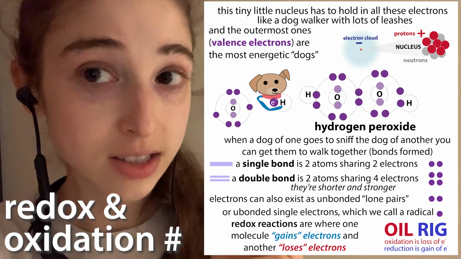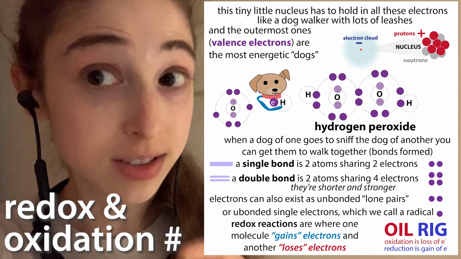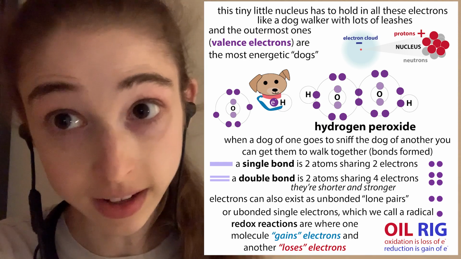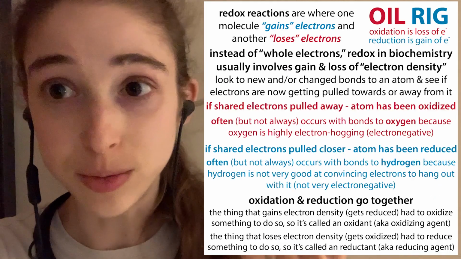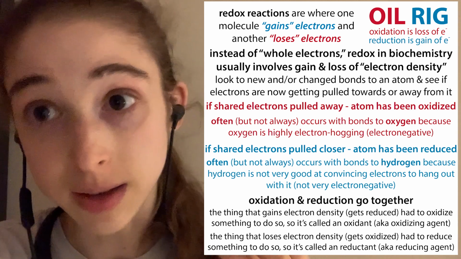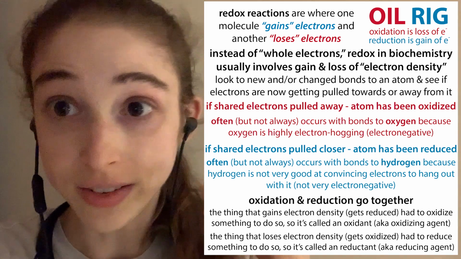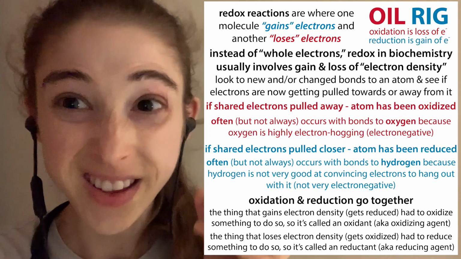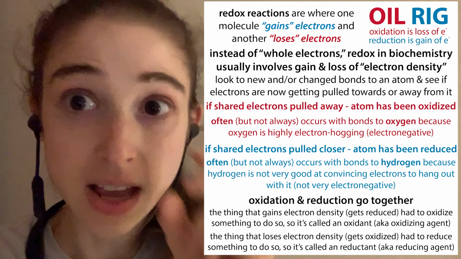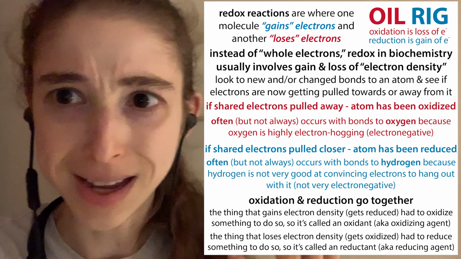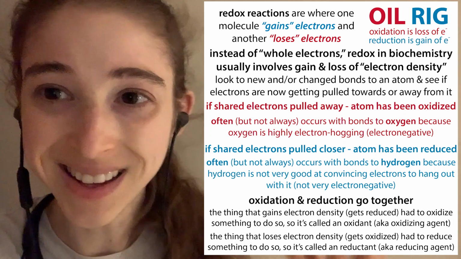Oil rig. Oxidation is loss of electrons or electron density. Reduction is gain of electrons or electron density. I like to think of things in terms of electron density because in biochemistry often we're dealing with changes in where the electrons like to hang out, rather than actually being able to see electrons swapping hands between different atoms. And so what the heck am I talking about? I kind of just jumped right in.